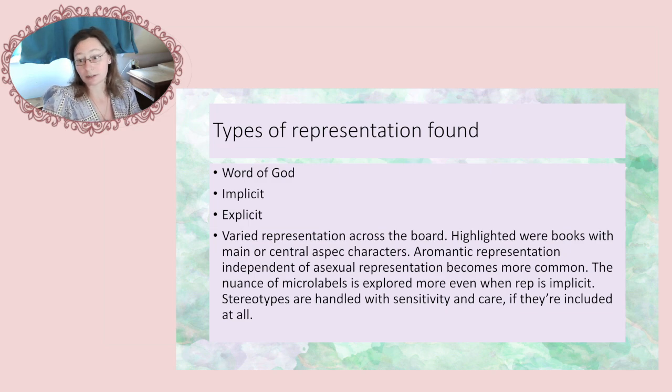We are starting to see more aromantic representation that is independent of a sexual representation. Like we've seen from the previous slides, we do have some in these periods. There may be more that I just don't know. But in the 2020s, we are starting to see them far more often. We're also starting to see more exploration of micro-labels and nuance, even when the rep is implicit rather than explicit. So we are starting to see way more differences in there.